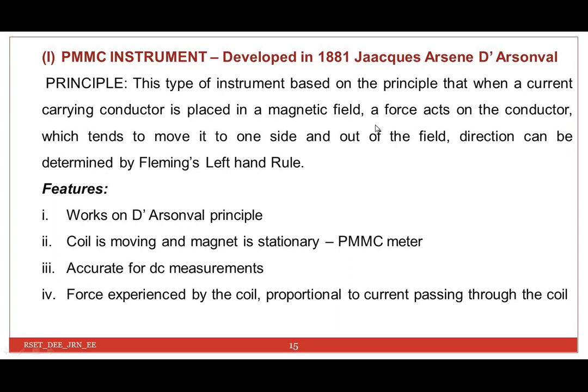Now, some of the features of the PMMC instrument: it works on the D'Arsonval principle, which you already studied in your school days. The coil is moving and the magnet is stationary, which you have already seen in the diagram. So, it is called a permanent magnet moving coil meter. It is very accurate for DC measurements. Force experienced by the coil is proportional to the current passing through the coil.